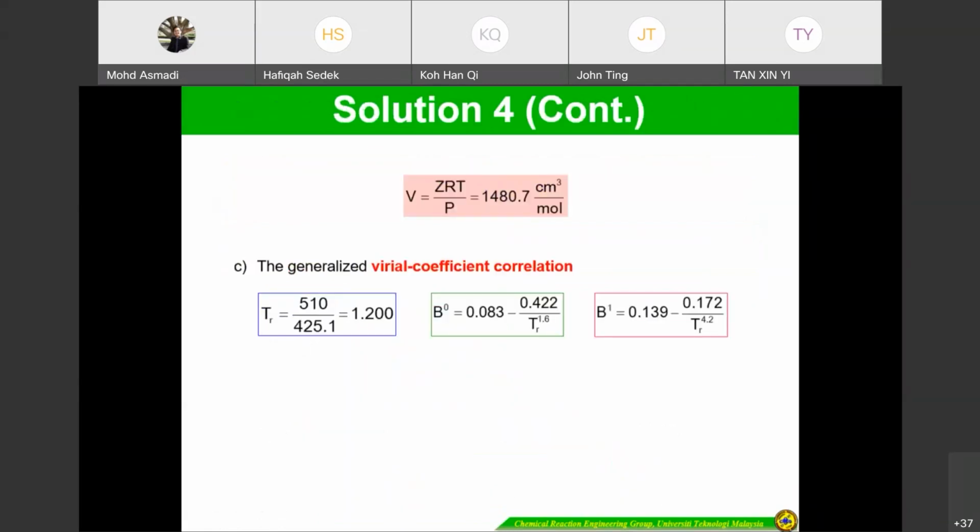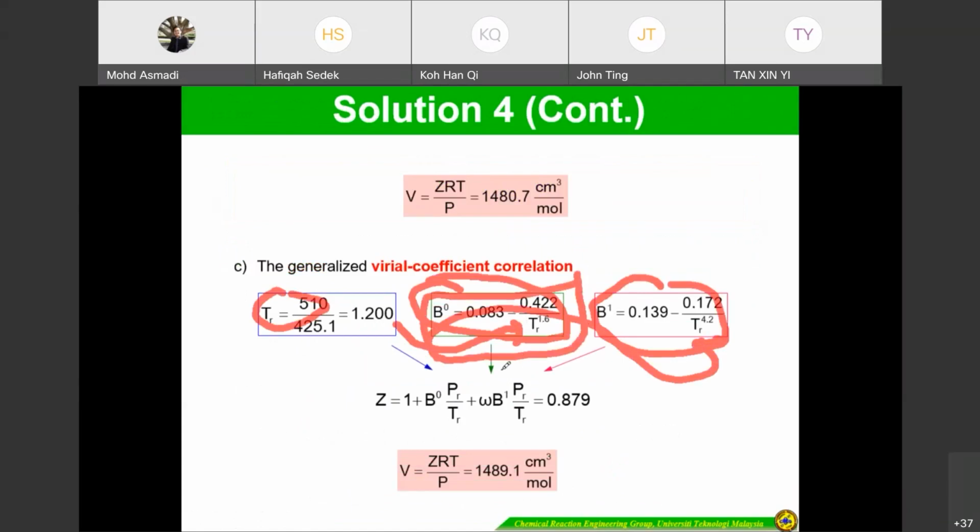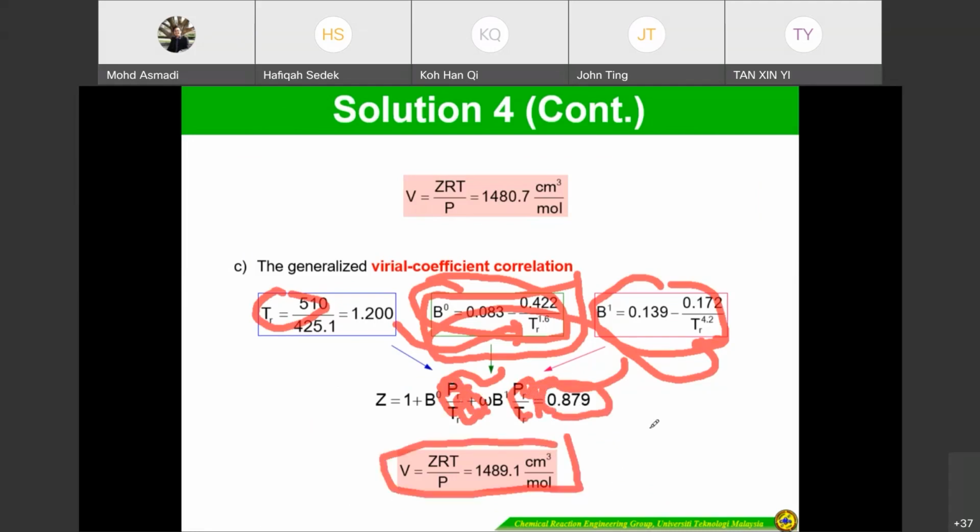For the virial correlation, similarly you have to calculate TR and B naught by using the equation for B naught and also B prime. Just substitute into this equation. Once you get the answer, you substitute here, and this one substitute here. Don't forget PR and TR, and also omega. So you can get the value of 0.879, and you get 1489.